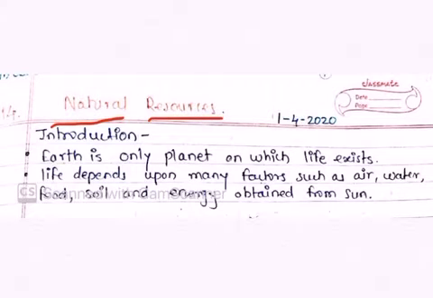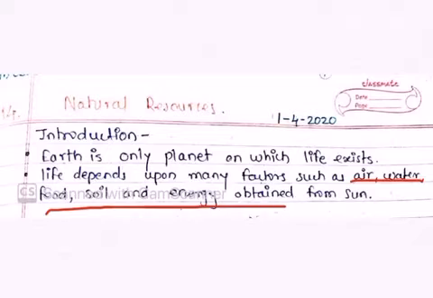These substances may be water, air, soil, food, energy, that is sunlight from the sun. These may act as natural resources. They are useful for living organisms and for human beings. These can be considered as natural resources.